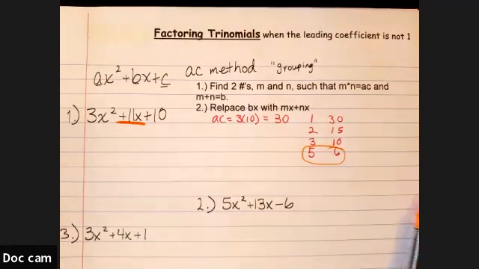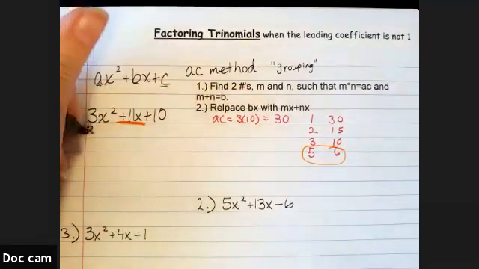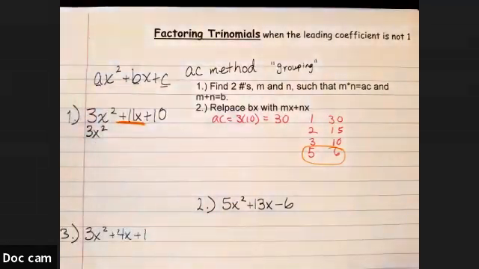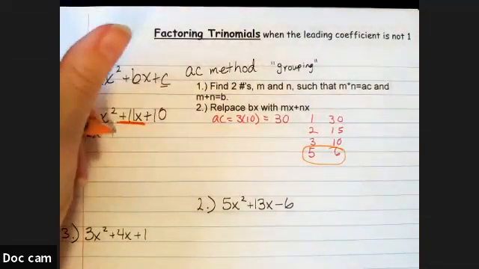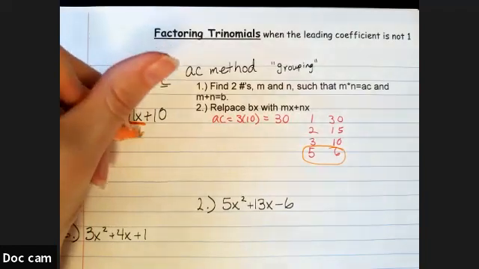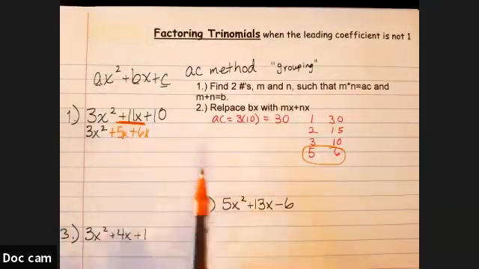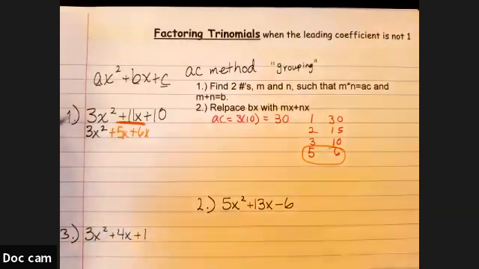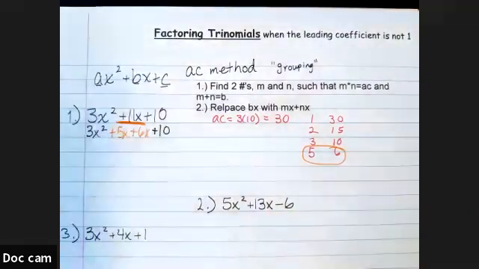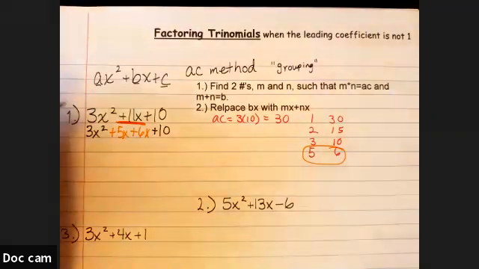All right, so the 3x squared stays the same. I'm just going to bring that down. And then instead of plus 11x, I'm going to write plus 5x plus 6x. Okay, and again, it doesn't matter which order you put those in. And then bring down the plus 10 at the end. And then from here, we would just factor it by grouping.